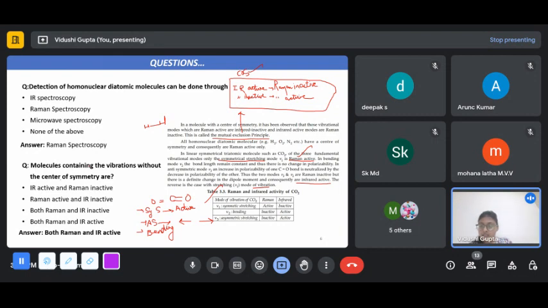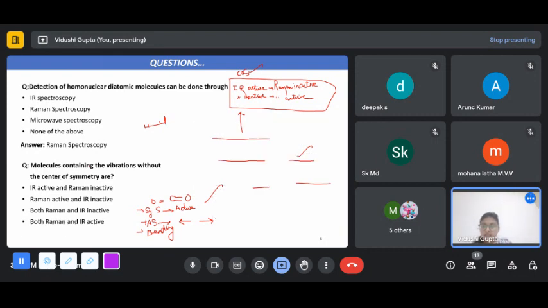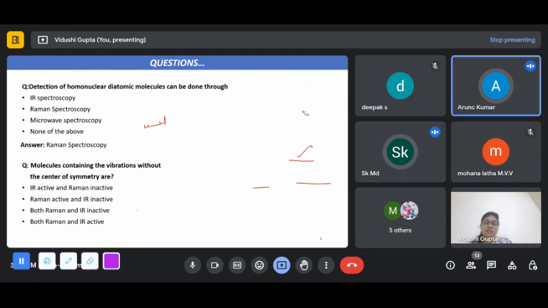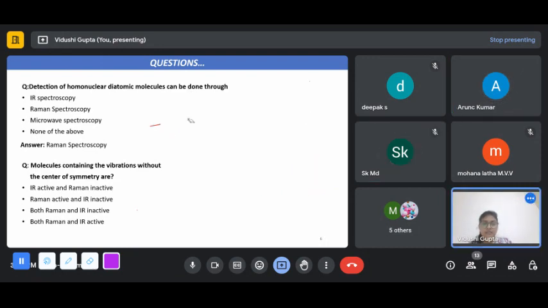So the next question is, molecules containing vibrations without center of symmetry, like those molecules in which there is no center of symmetry. Will it be IR active or inactive? Or Raman active or inactive? Now you know. Both IR and Raman active? First option, IR active and Raman inactive?